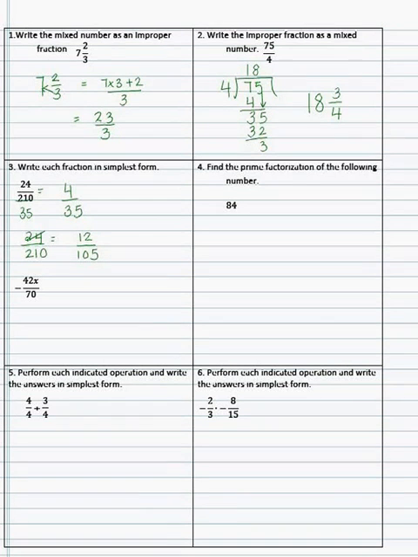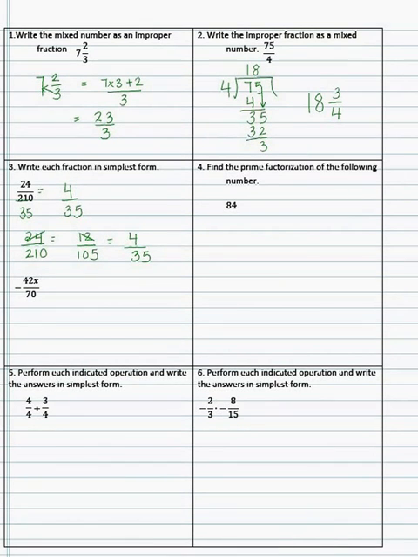The first one, 4 over 35, is not the same as 12 over 105. Why? Because we can reduce it further. So the next number I'm thinking about is 3. 3 divides 12 4 times, and 3 divides 105 35 times. You might take a couple more steps if you pick a different number, but you will ultimately get the same answer. The next one is negative 42x over 70.